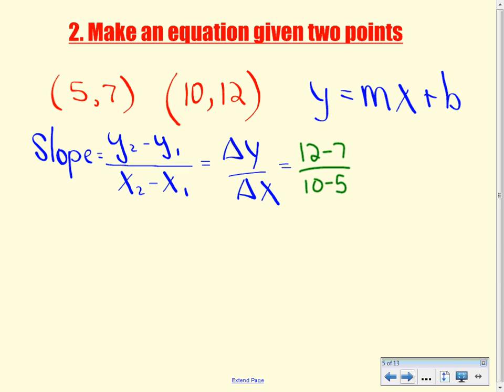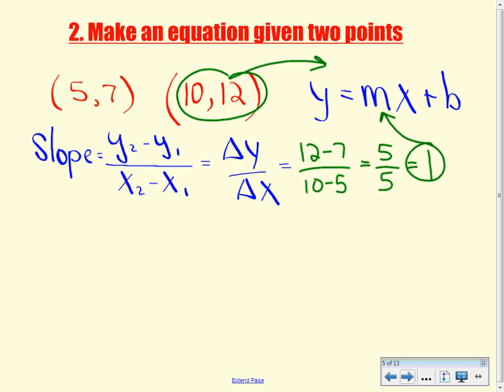So first we're going to figure out the slope. And it looks like we got 5 over 5. Well, that's nice. Got a slope of 1. All right. And then we take that slope, put it in there, take either one of our points. It doesn't matter which one. Both points are on the line, so both will work.